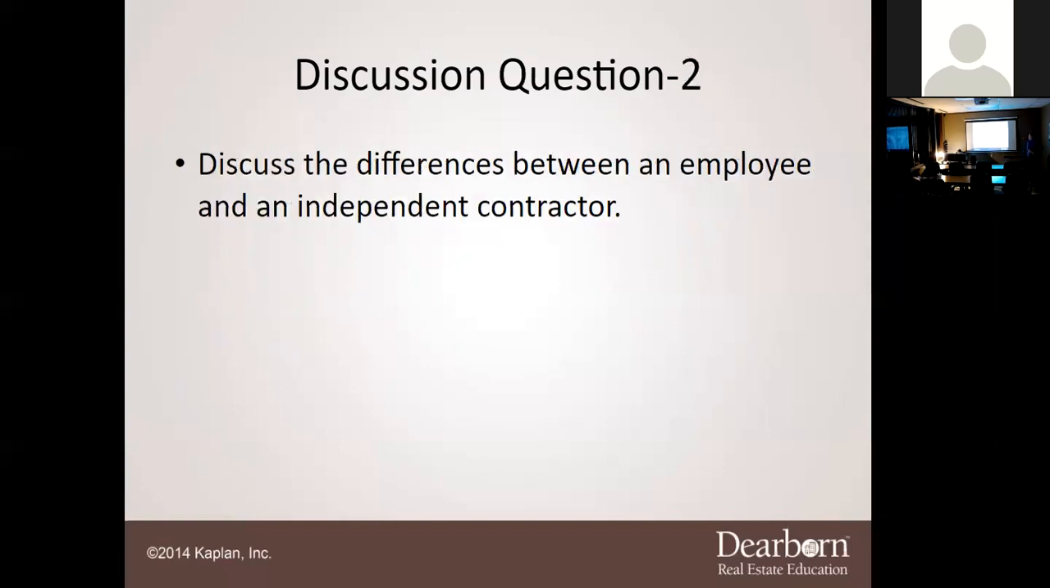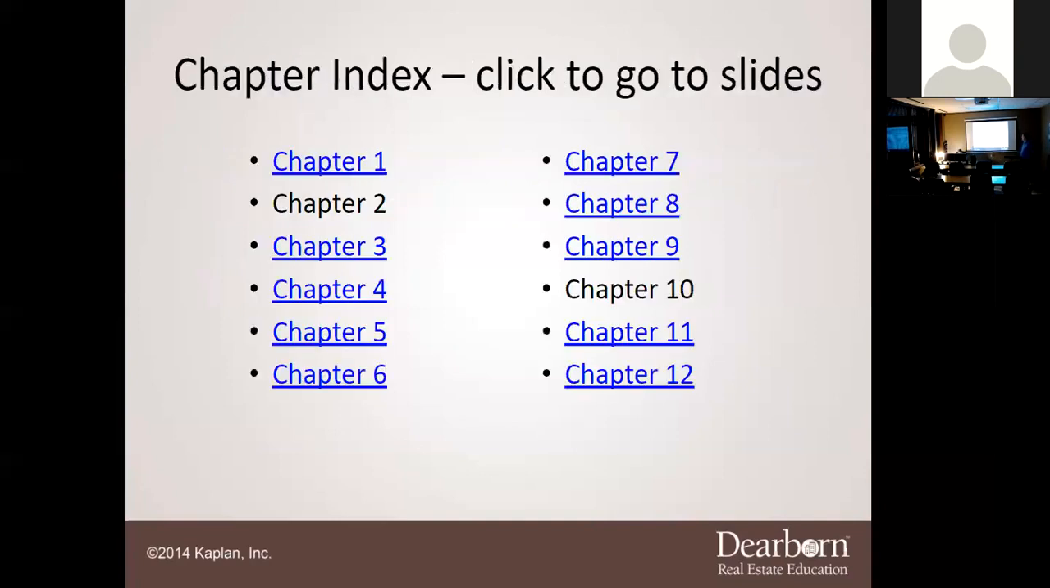Discuss the differences between an employee and an independent contractor. As an employee, I have control over what you do. I tell you how to do it. Think of it as a dictator. I tell you what to do. As an independent contractor, we're more of a democracy. You do what you want at your own leisure so long as you don't violate any rules. Okay? You get the job done at your time, not at Justin's time. Okay? All right.